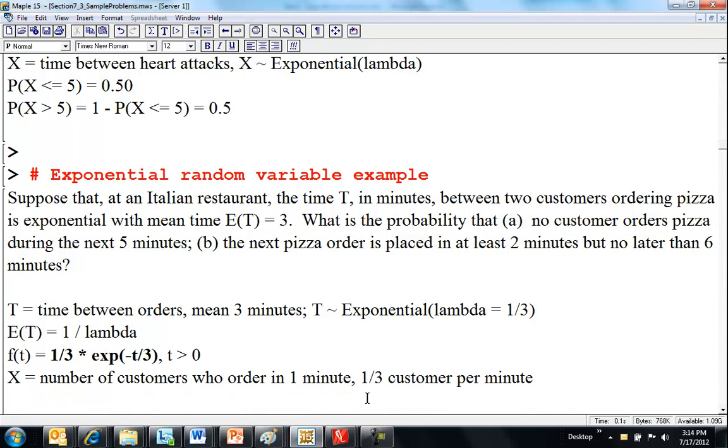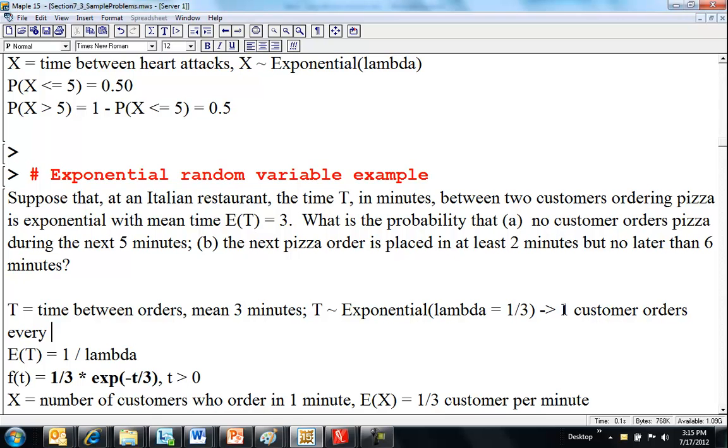Okay, I don't know, that's kind of bothering me. That's the expected number. So number of customers per minute equals a third customer per minute. Time between orders, mean is 3 minutes. So let me think about this. If time between orders is mean, so there, yeah, okay, that makes sense. So that means one customer orders every 3 minutes. So that means there's only a third of a customer ordering per minute.